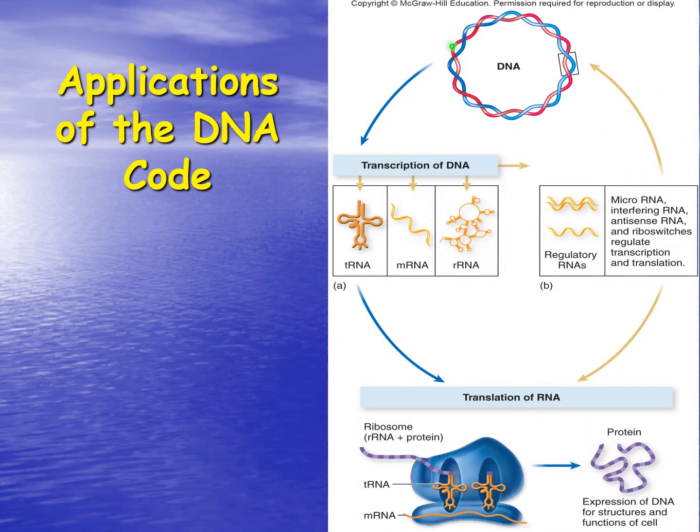So, from the DNA, we are going to transcribe that to a messenger RNA. We then are going to use transfer RNA and ribosomal RNA in order to translate the message within the messenger RNA into a series of amino acids. The sequence of amino acids will determine how this protein folds up, and how the protein folds up determines its function.